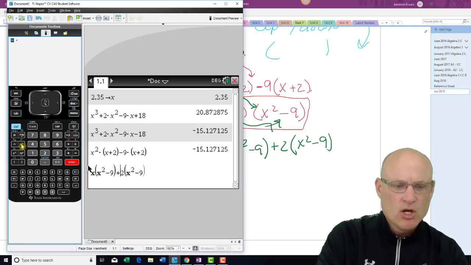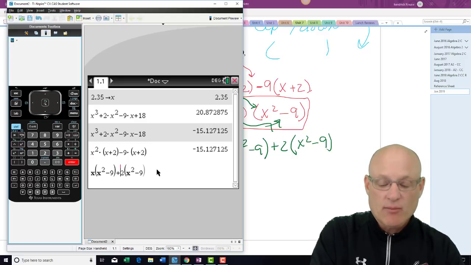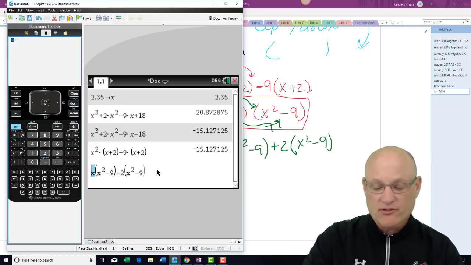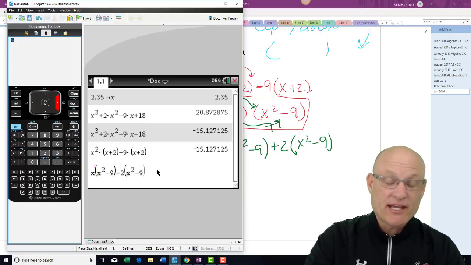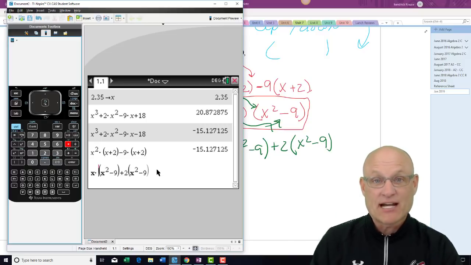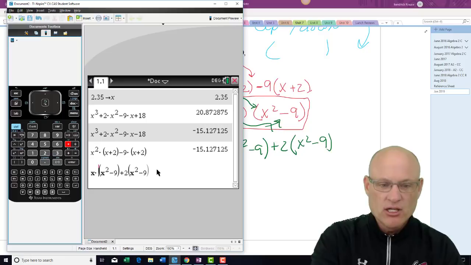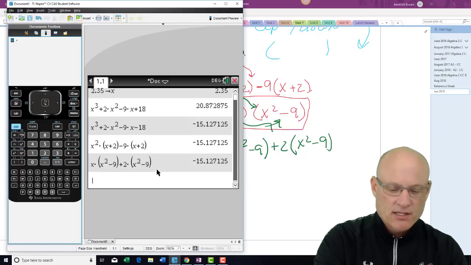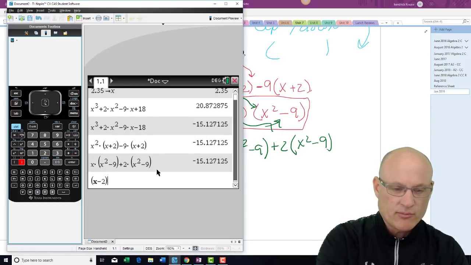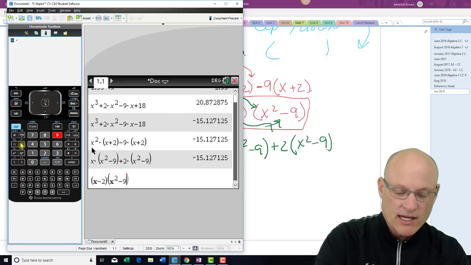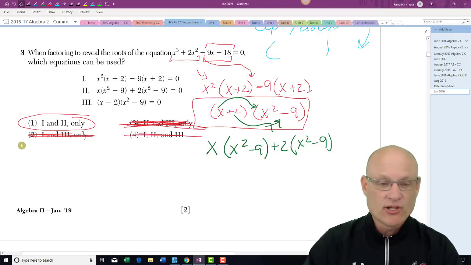Oops. There's a weird thing about this calculator. Do you see this right here? It does not like this. Anytime you do multiplication that's implied, which means I left out the times sign, sometimes you get errors on the calculator. So go back and put them in. There we go. Same exact answer. Now I'm going to put the last one in, which was x minus 2, parenthesis, x squared minus 9. And you'll see that that's not the same, so therefore that's the answer.